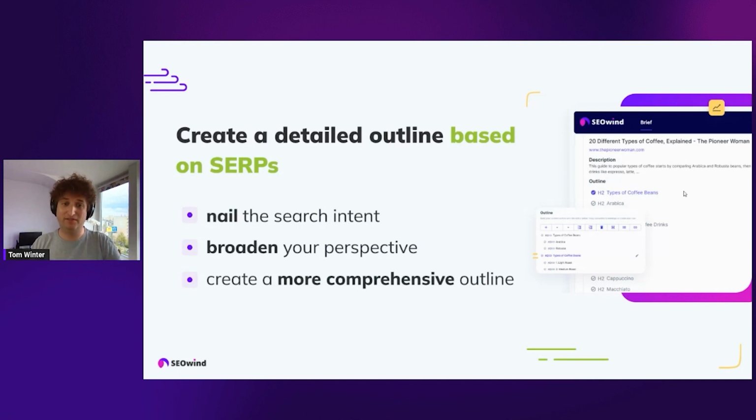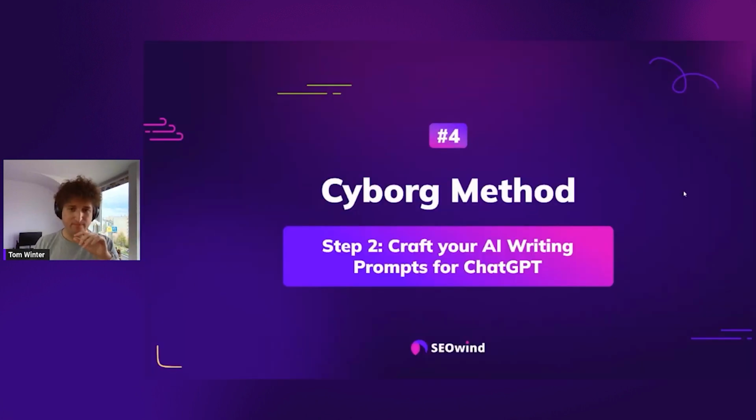It's really hard to nail the search intent. But your outline has to be comprehensive, more comprehensive than any other that you see among your competitors. Okay, so we have keywords, we have an outline, we have the goals, where we're heading. So how to craft AI writing prompts for ChatGPT.